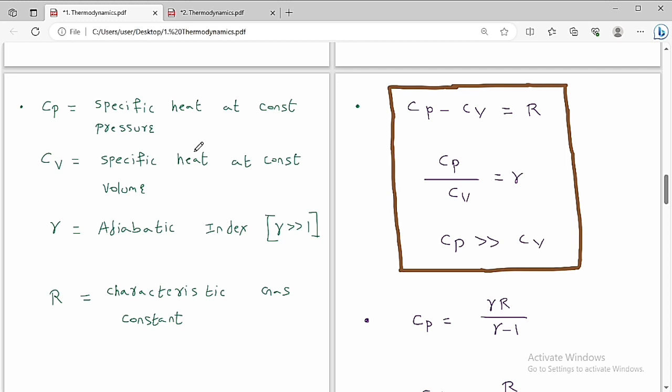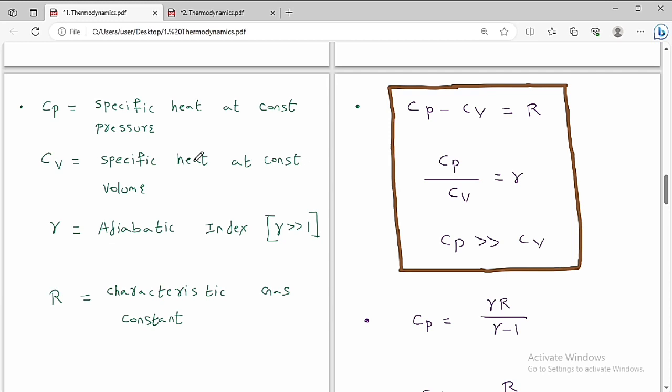So CP means specific heat at constant pressure, and CV means specific heat at constant volume, and gamma means adiabatic index, and its value is always greater than 1. And R is called the characteristic gas constant or the ideal gas constant or simply gas constant.